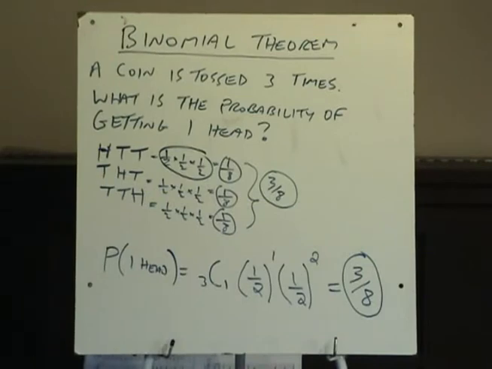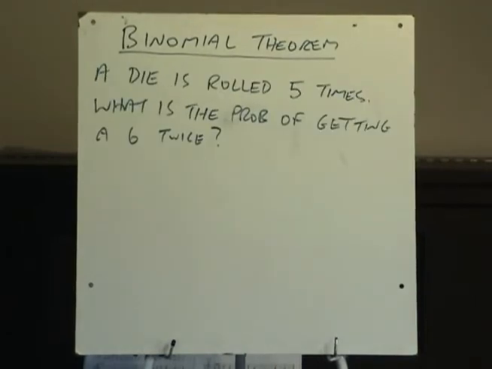Okay, so a fairly straightforward formula. Let's look at another example. A die is rolled 5 times, so this is a standard 6-sided die. What's the probability of getting a 6 twice? Again, we recognize this as binomial. You're either going to get a 6 or you're not going to get a 6.